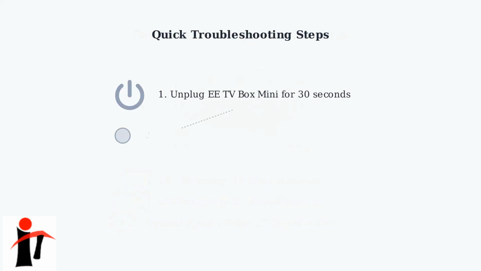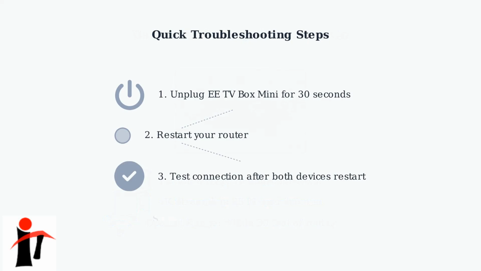If you're experiencing connection issues, start with these basic troubleshooting steps. Power cycle your EE Box Mini by unplugging it for 30 seconds, then restart your router. This simple step resolves many common connectivity problems and should be your first attempt at fixing connection issues.